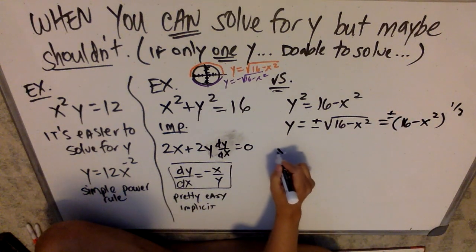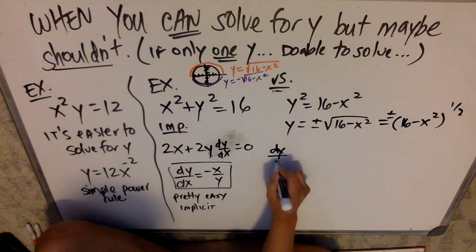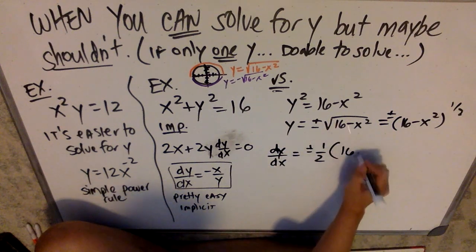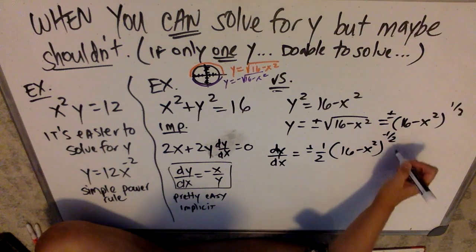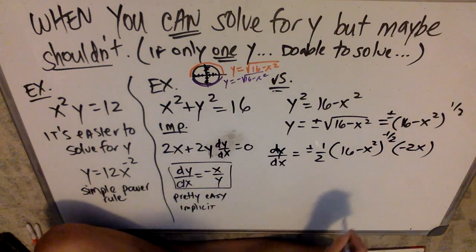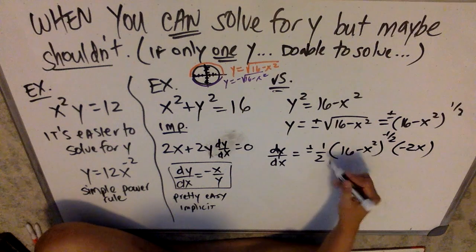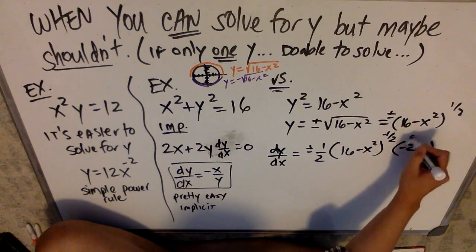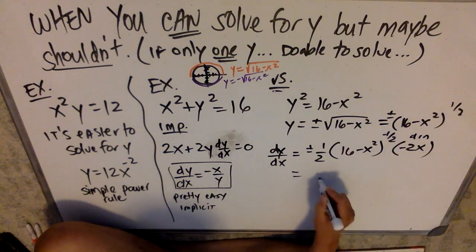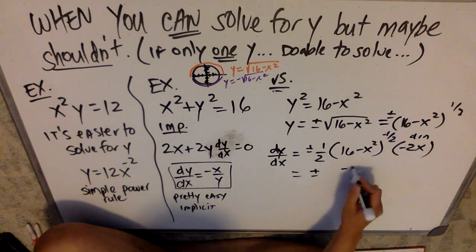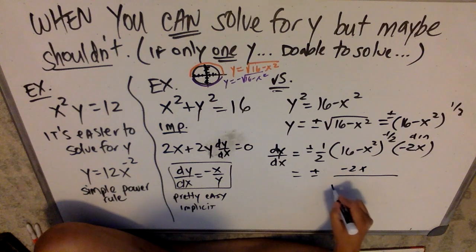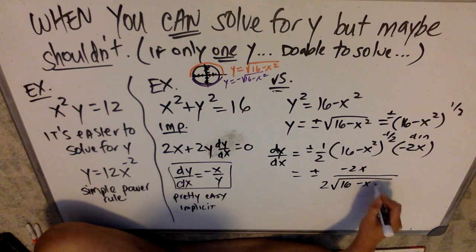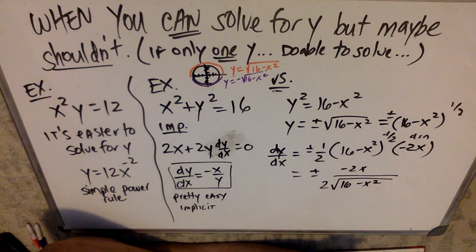So my dy dx, or y prime, whichever notation you like better, is going to be, I keep that plus or minus, 1/2, this thing to the negative 1/2, times the derivative of the inside, because it's a chain rule. The outside function is the stuff to the 1/2. The inside is the 16 minus x squared. This is the d inside. So it's going to end up looking like this. Plus or minus a negative 2x on top of 2 times this thing.